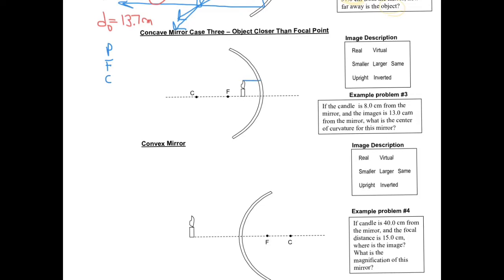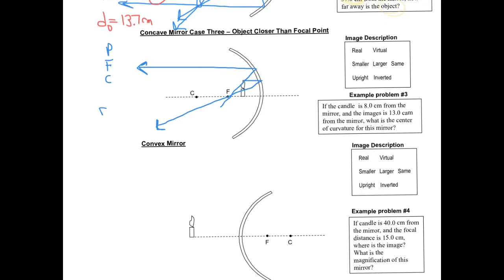And the first thing we notice is that the parallel ray has to come back through the focal point, as always. Now, the ray of light that leaves the candle towards the focus point would never actually hit the mirror. So once again, we have to say the ray of light that came as if it was coming from the focal point would hit the mirror and reflect parallel.